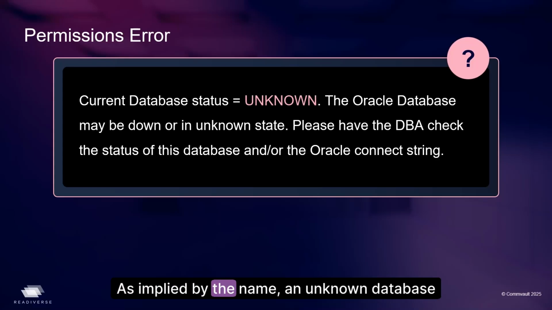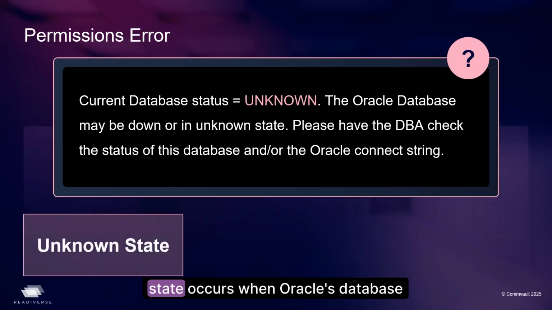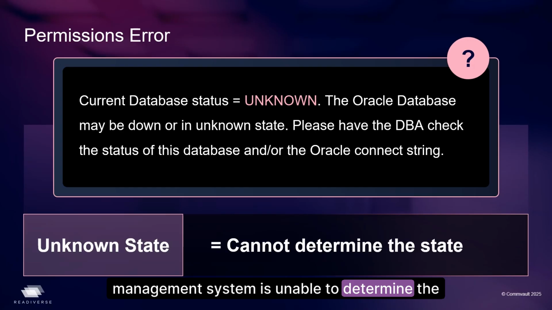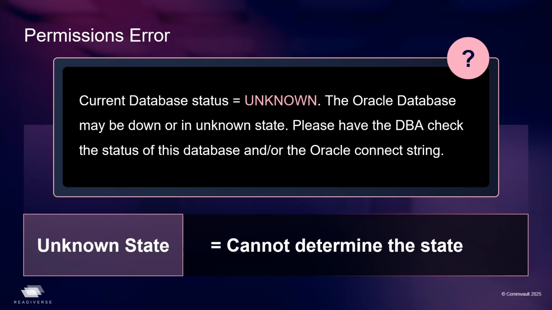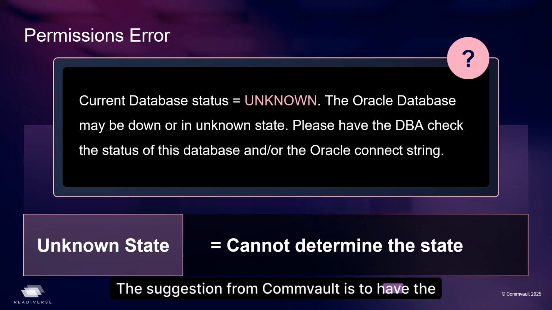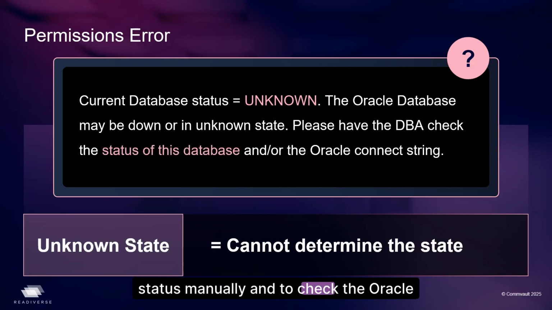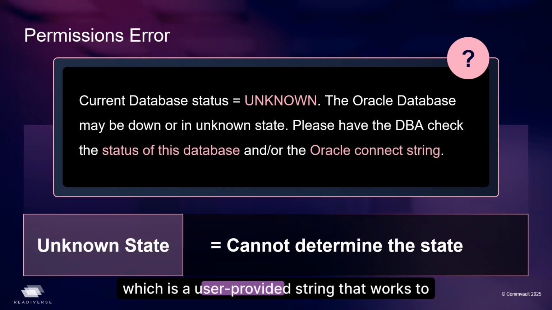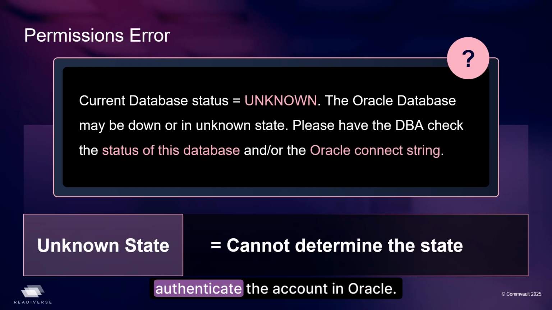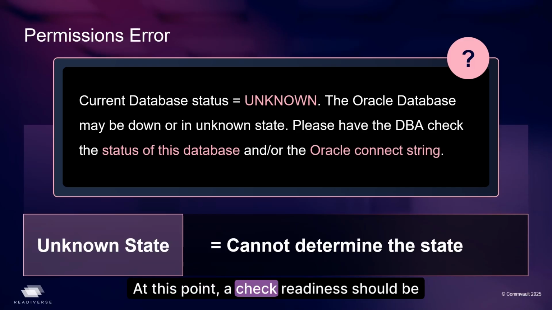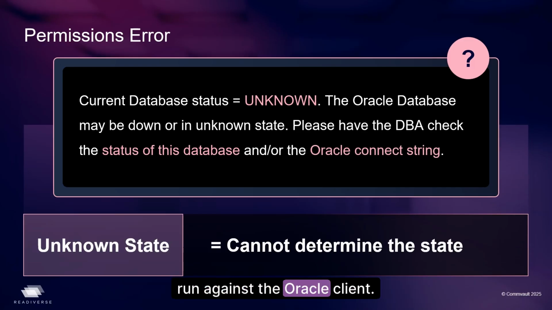As implied by the name, an unknown database state occurs when Oracle's database management system is unable to determine the state of the database. The suggestion from Commvault is to have the database administrator check the database status manually and to check the Oracle Connect string, which is a user-provided string that works to authenticate the account in Oracle. At this point, a check readiness should be run against the Oracle client.